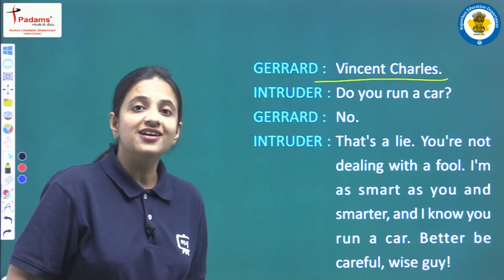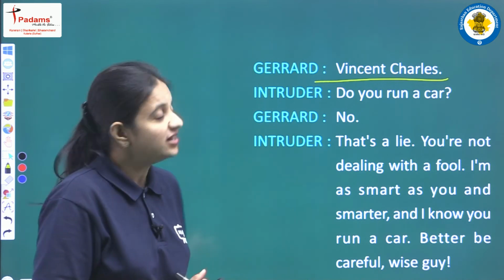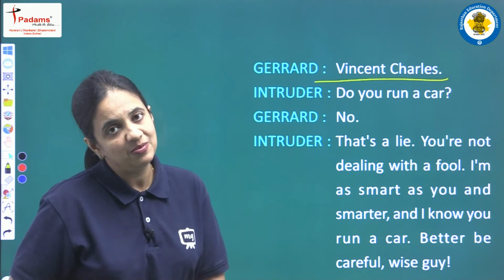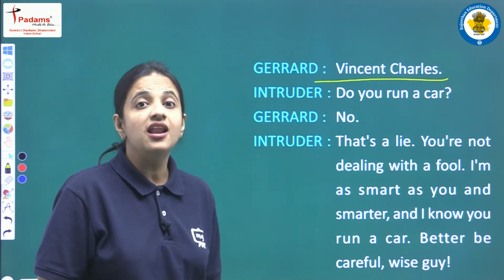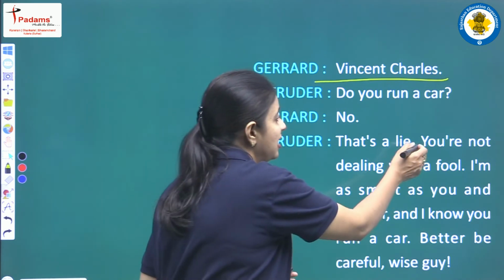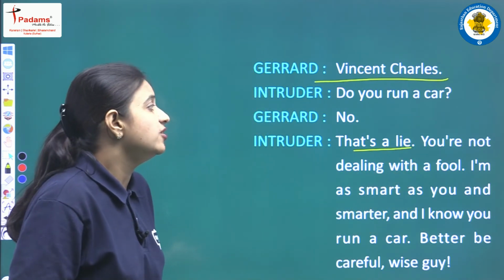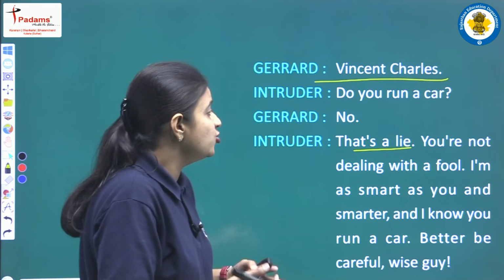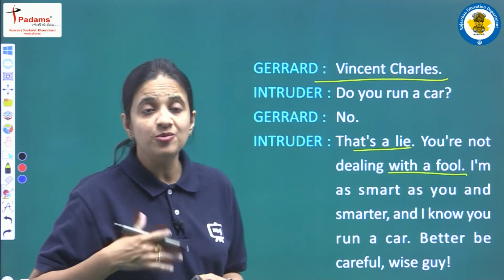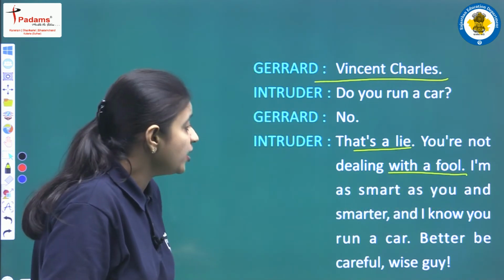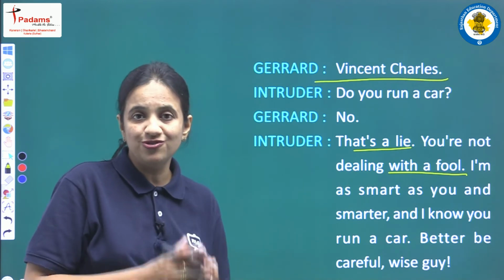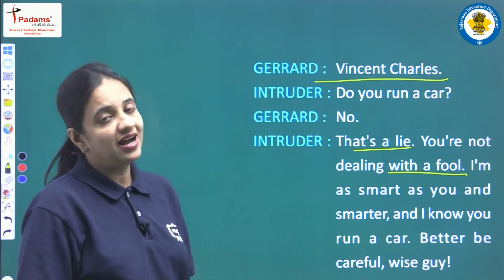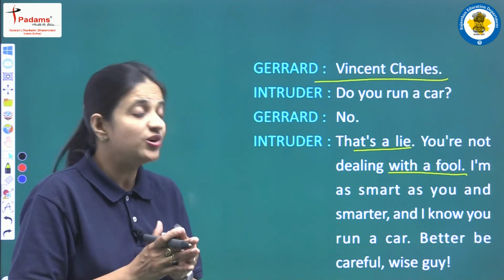Intruder: do you run a car? Now the intruder has one more question, and this time he asks, do you run a car? Gerald: no. So Gerald replies no. Intruder: that's a lie. The intruder knew that it was a lie, so he says, you are not dealing with a fool. Again the intruder is a little irritated, upset and angry, and he says that he is not dealing with a fool. It means he is saying that I am not a fool; I am as smart as you, and smarter, and I know you run a car. I knew this already.